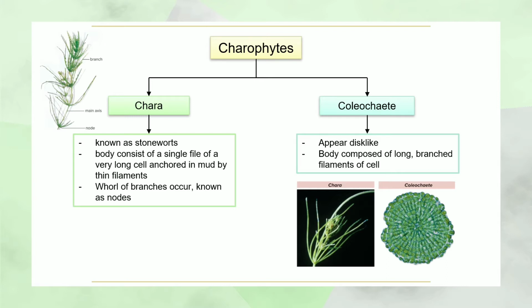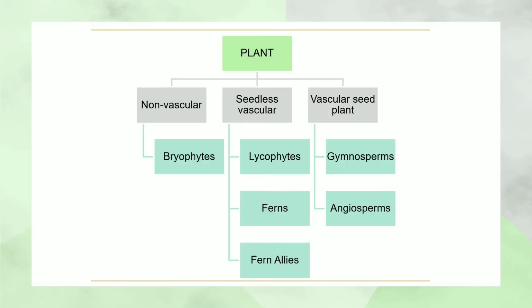The next one is Coleochaete. In this picture, it appears like a disc, but the body is actually composed of long branched filaments of cells. Plants are classified using molecular and morphological information by plant systematics. Plants are described as non-vascular, seedless vascular, and vascular seed plants. Under non-vascular, we have bryophytes. Under seedless vascular, we have lycophytes, ferns, and fern allies. And under vascular seed plants, we have gymnosperms and angiosperms.